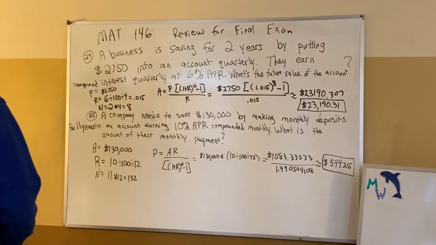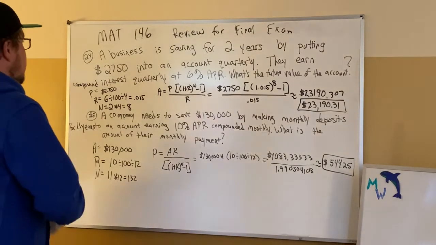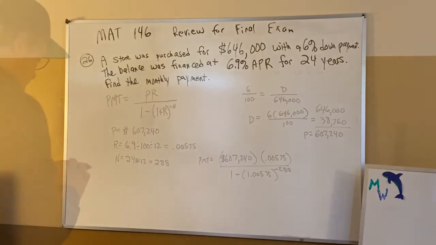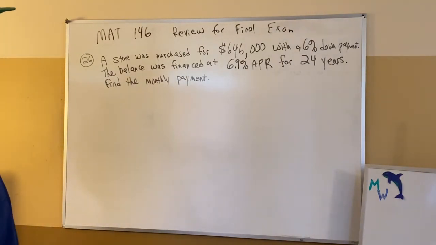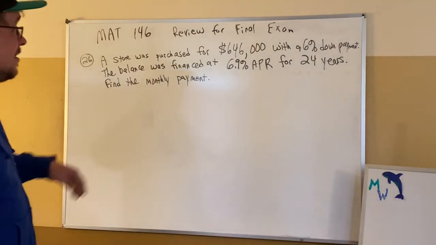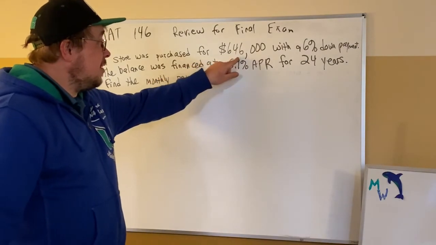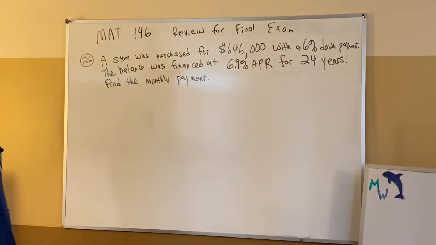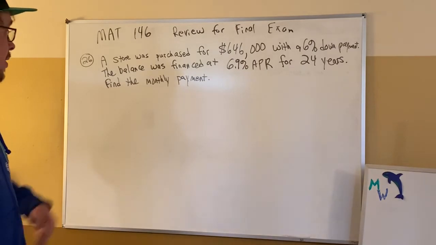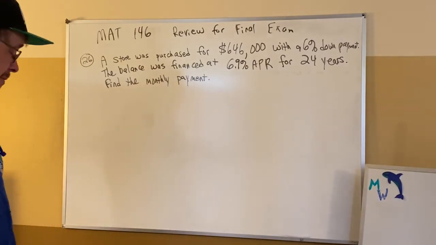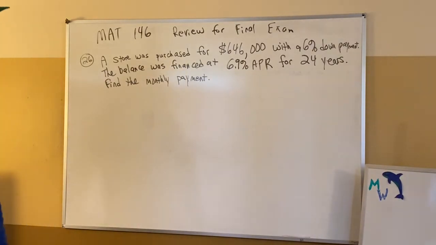All right, number 5. We're facing a problem here where a store is purchased for $646,000. That's the agreed upon price. There's a 6% down payment made on the loan, and the balance was financed at 6.9% APR for 24 years. Find the monthly payment, and there they mention monthly, so the payment will be monthly, so the interest will be applied monthly.